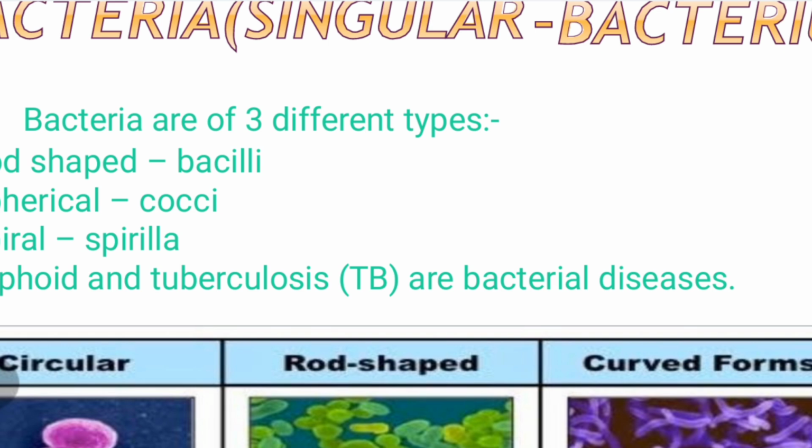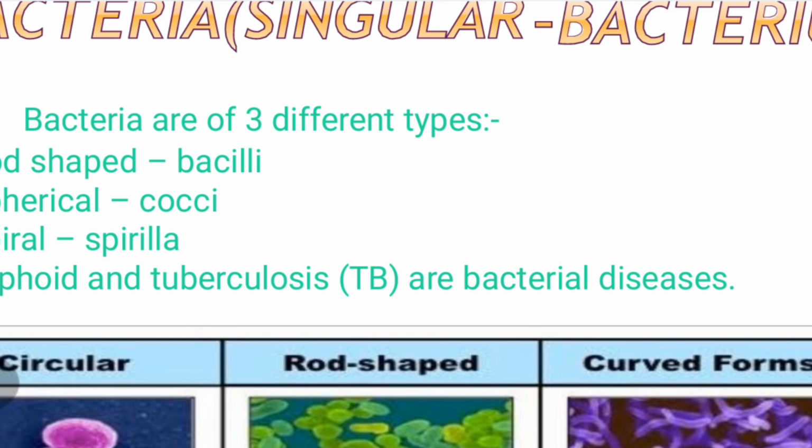Another group is spherical bacteria. These are round in shape and they denote the category cocci. So all spherical bacteria come under the category cocci. Third one is spiral bacteria. These are bacteria which have a spiral shape, that is wavy shape. So these bacteria fall in the category Spirilla. In the Spirilla category, all spiral bacteria, wavy bacteria come.